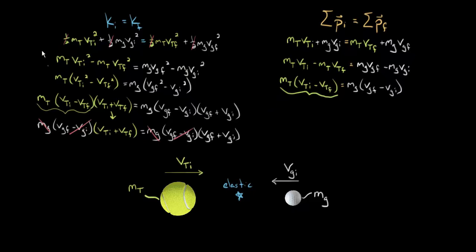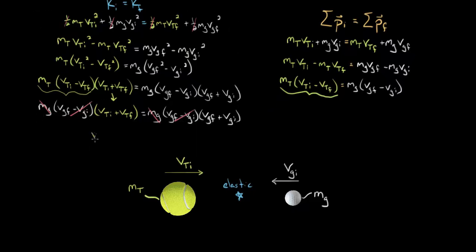Let me make some room for it. Let me clear this up. We're going to get that VT initial, the initial velocity of the tennis ball, plus VT final, the final velocity of the tennis ball, has to equal VG initial. I'm going to switch the order here because they're adding, and you can switch the order of things that you're adding, just so it looks like the left-hand side. VG initial, the initial velocity of the golf ball, plus VG final, the final velocity of the golf ball. Look at how beautiful this is.